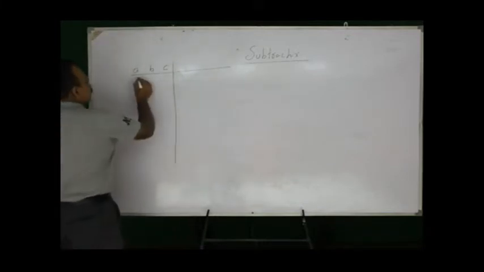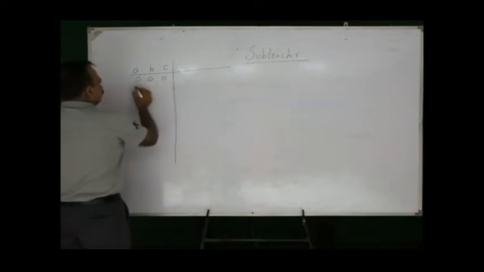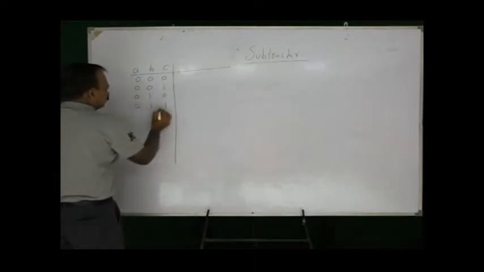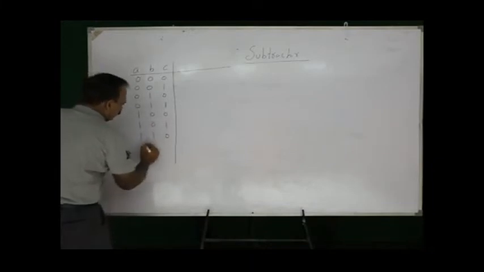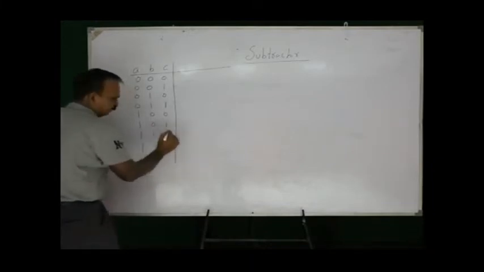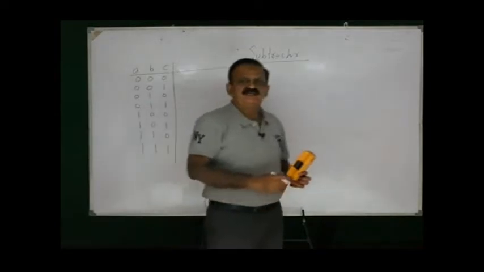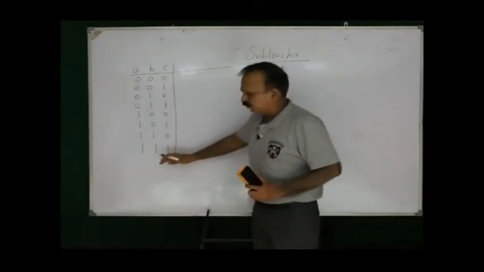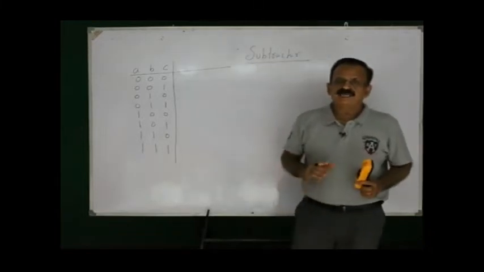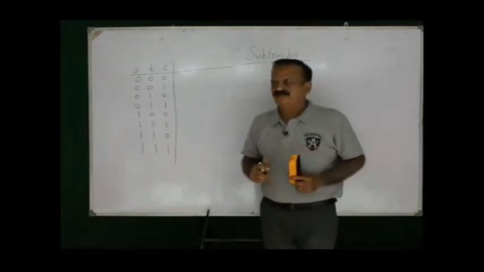It will be 000, 001, 010, 011, 100, 101, 110 and 111. I just generated these entries from 0 to 7. This is nothing but 0 to 7. There will be a total of 8 combinations with 3 entries.